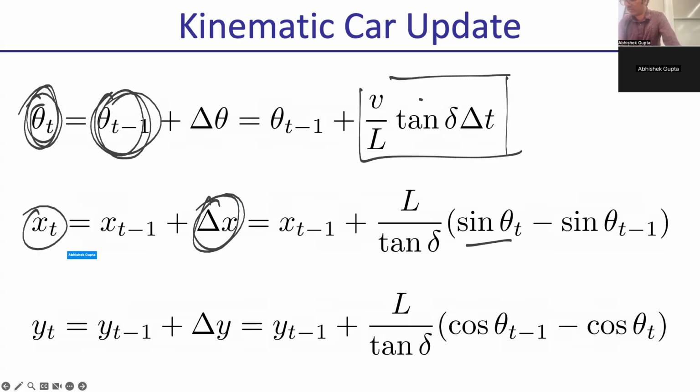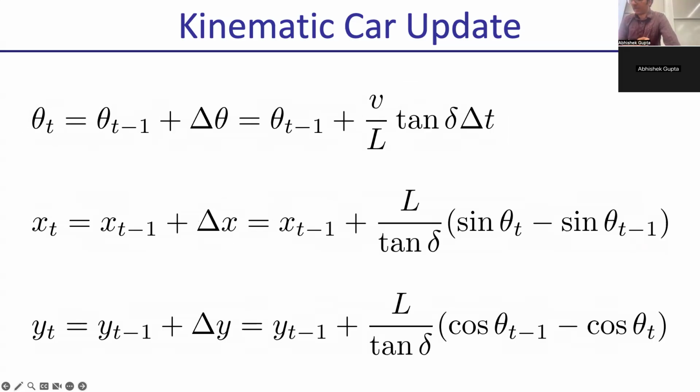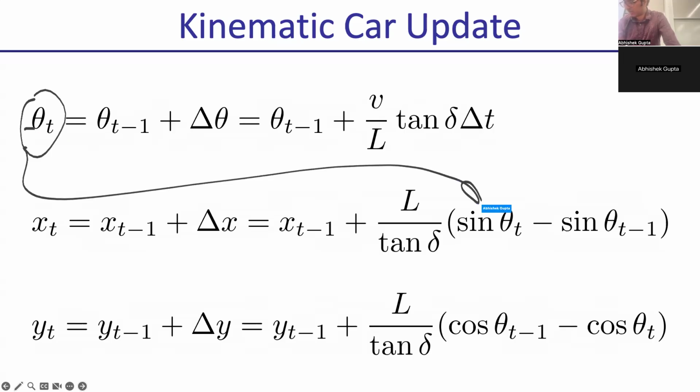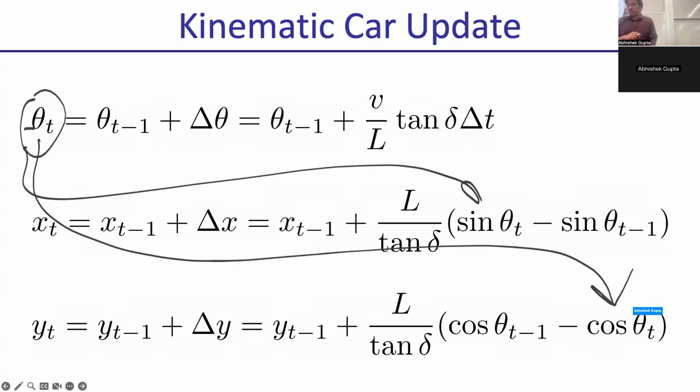And so you can say that x t is equal to the previous x t minus 1 plus L over tangent delta times sine theta t minus sine theta t minus 1, right? Just substituting from the previous step. And in the last step, you're going to do the same thing for delta y, right? You're going to say delta y is L over tangent delta times cosine theta minus cosine theta prime. We computed theta prime in the first step. You're just going to substitute this guy into here, this guy into here. And so you have the next x, the next y, and the next theta.